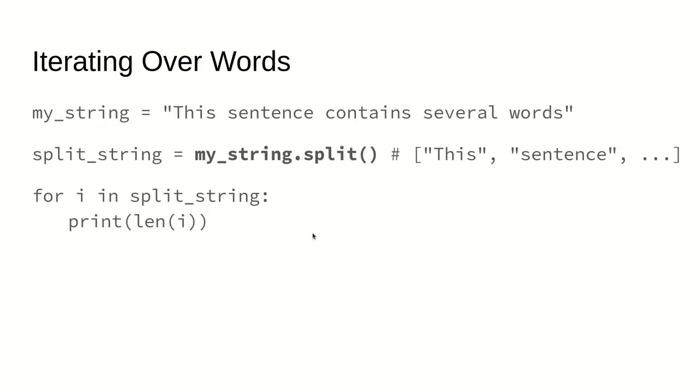Now, those previous examples looped over single characters. Many beginning programmers get it wrong when they want to loop over the words in a sentence or in a string. When you want to loop over the words, you need to split the string into a list. Because if you just say for i in my string, you'll get every single character from your string. You won't get words, you'll get characters.